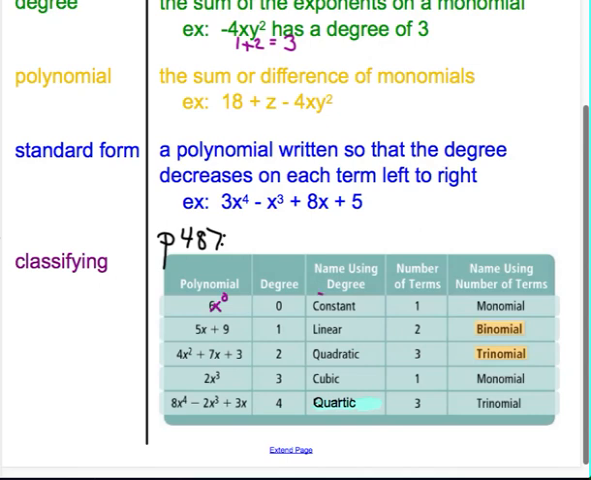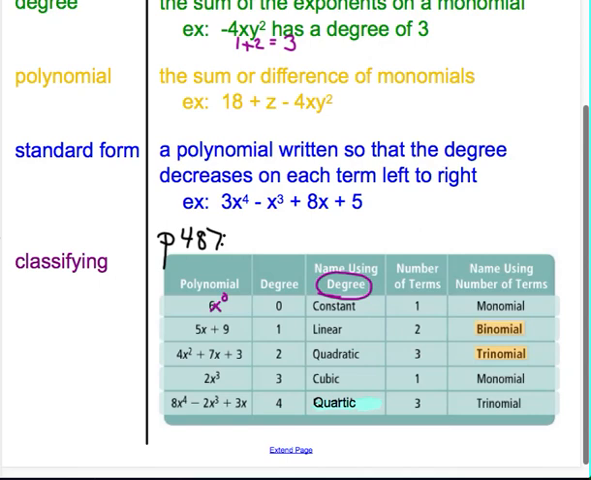So as you can see, the name using the degree is constant. That's because a number never changes. It's always the same. 6 will always be 6. It's a constant function. So we're going to take a look at just classifying them using degree, and we'll look at the end of the chart in a minute. Our next polynomial is 5x plus 9. So we have 2 terms.